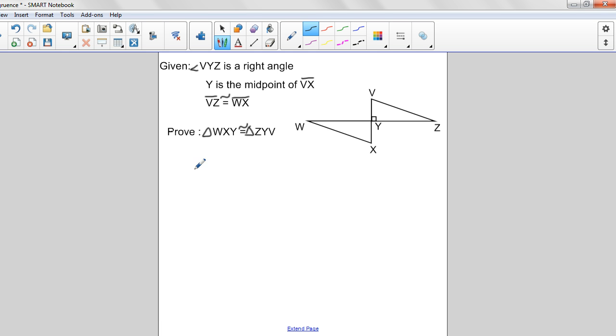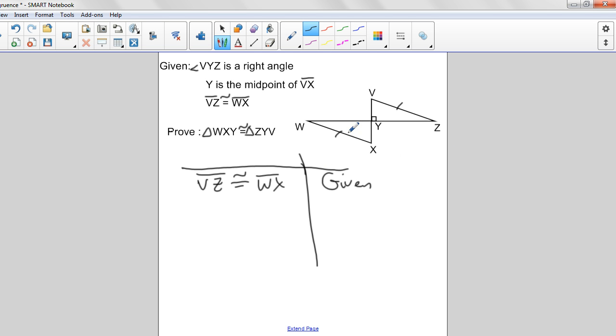I've got one more. If you feel like you're good, you can stop now. Okay, but here's one more. Angle VYZ is a right angle. Y is the midpoint of VX, this thing right here. And VZ is congruent to WX. So I'm going to go ahead and start with VZ is congruent to WX. And why do we know that? That's the given. Is that a hypotenuse or is that a leg? Is that important at all? Well, it turns out that this is a hypotenuse, across from a right angle.